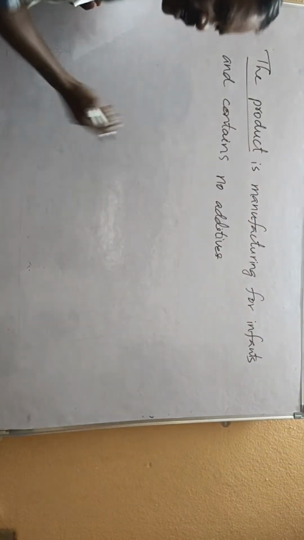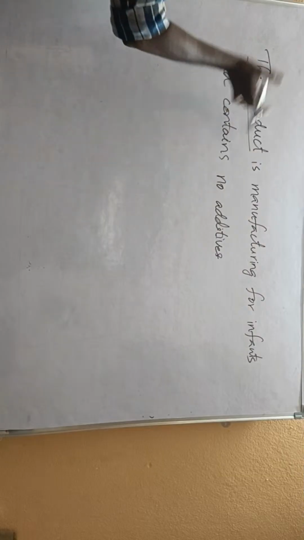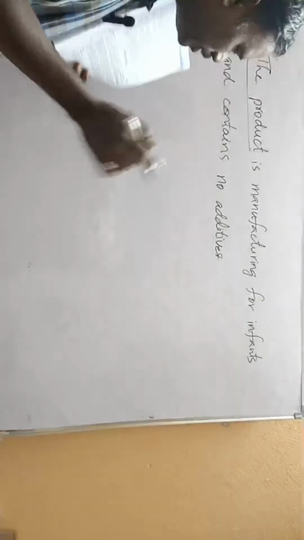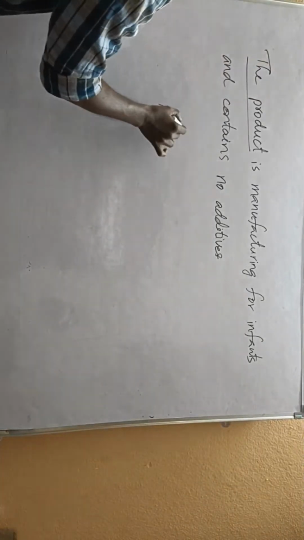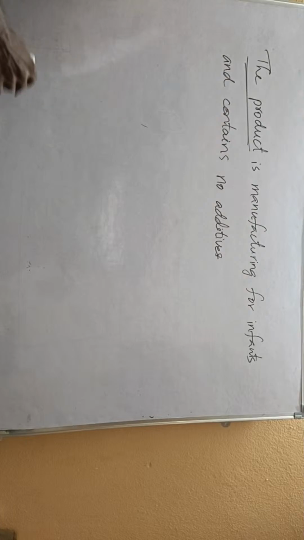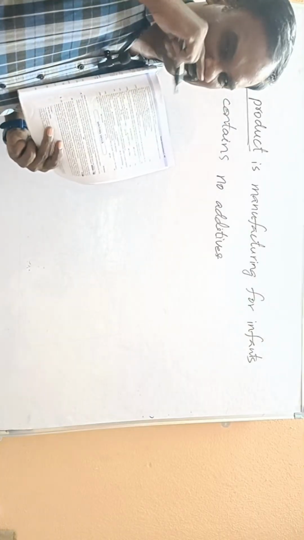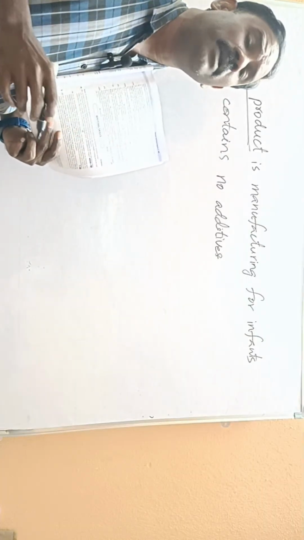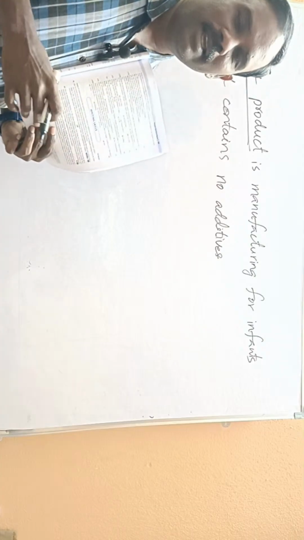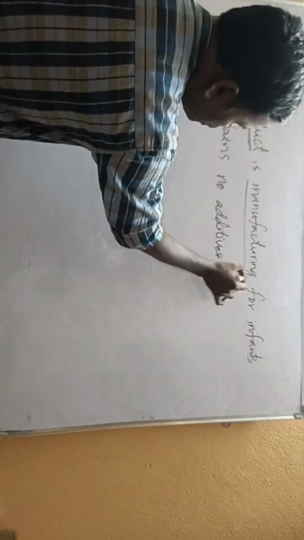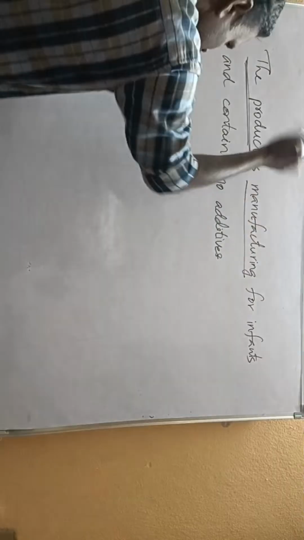The product, you see here, is not manufacturing, it is manufactured. When a company produces a thing, that is called a product. For example, what is the product of a Pond's company? Powder is the product of their company. And what is the product of a Hero company? Motorcycle is the product of their company. In the same way, the product is not manufacturing, it is manufactured.